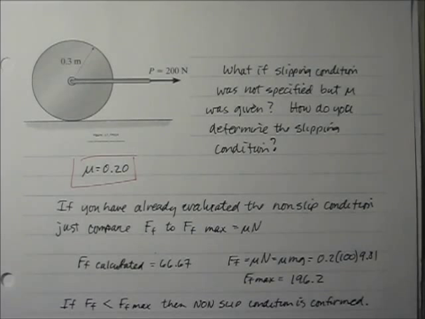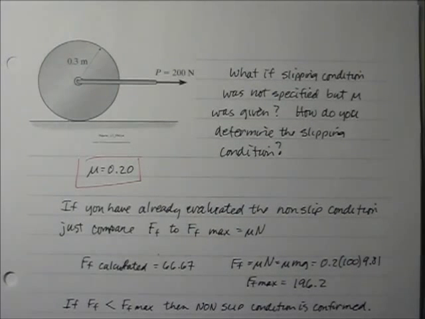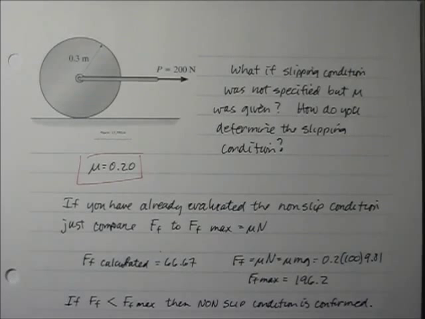So there are two ways to determine the slip condition. First is to assume a no-slip condition and then confirm it, and find out if your assumption was correct. In the previous page, we had already solved for the no-slip condition. Therefore, we can take the force of friction that we found, which was 66.67, and compare it to our force of friction maximum, which would be mu normal.